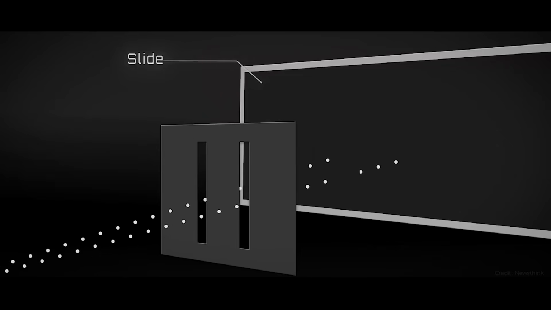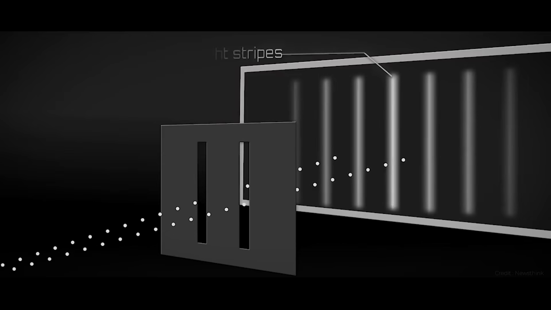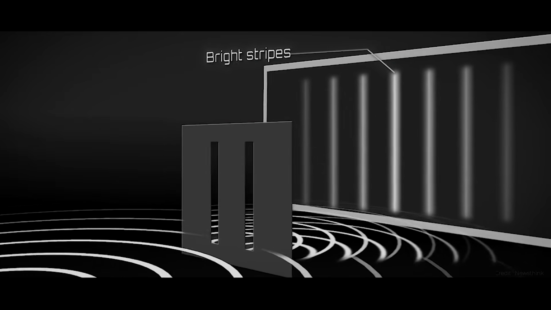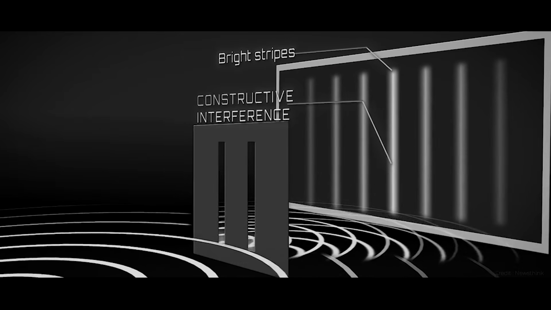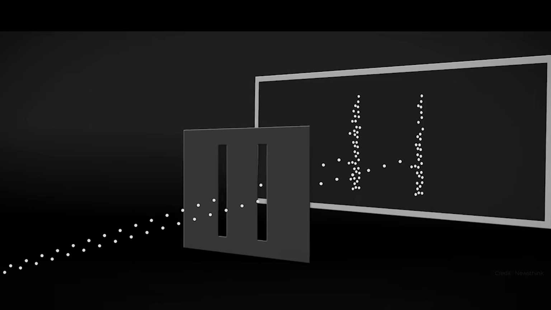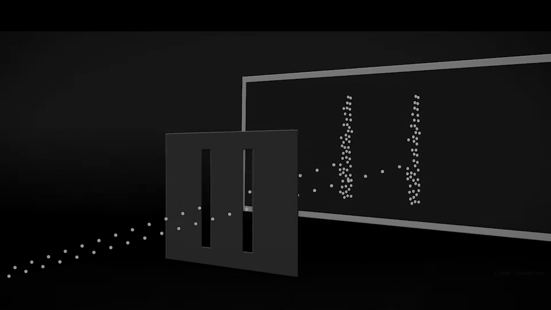Now look carefully at the slide again. Wherever you see bright stripes, all of those are the areas where constructive interference has happened, meaning waves have converged, amplified, and that's why more particles have accumulated there. Now friends, let's pause here for a moment and pay attention. Think carefully and tell me, what did we learn from this?